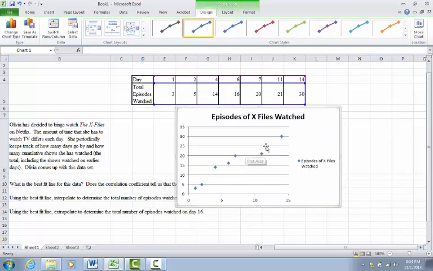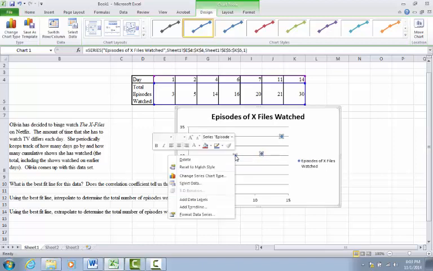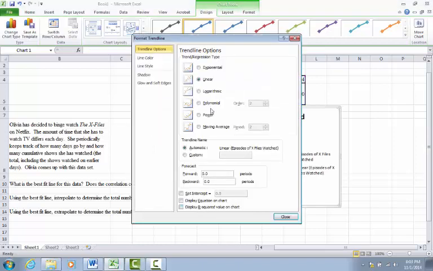This gives me something that looks fairly linear. Now I want to perform a linear regression on it. In Excel, the way that we perform linear regression is right-clicking on any data point, then going down to Add Trend Line. We want linear, we will click Display Equation on Chart and display R-squared value on chart.